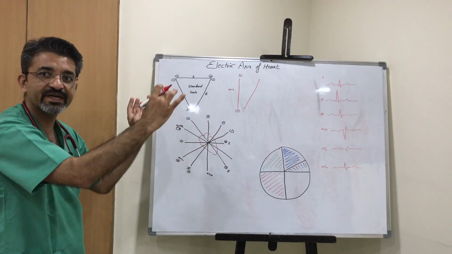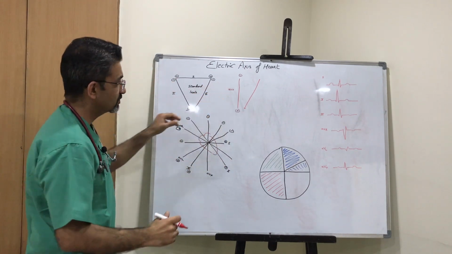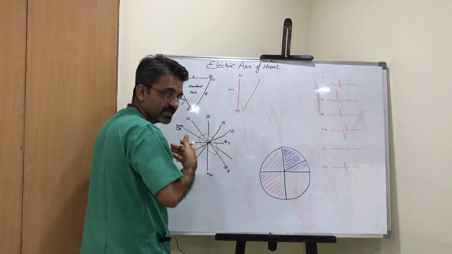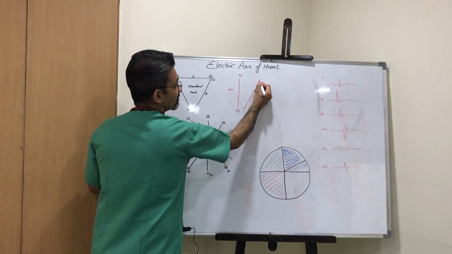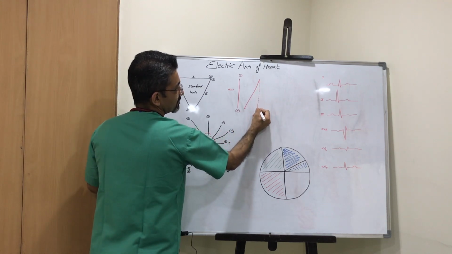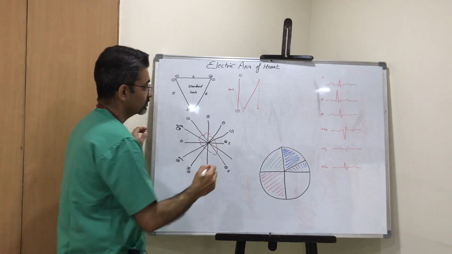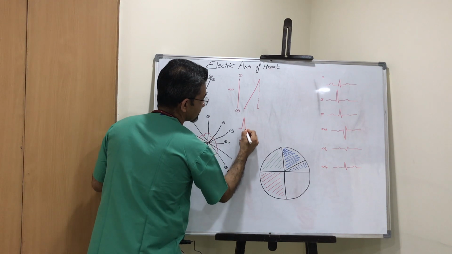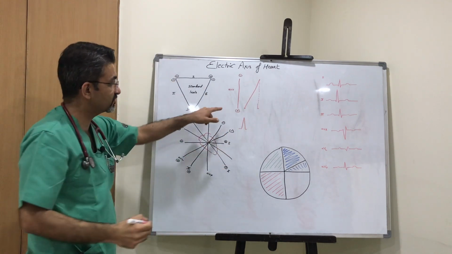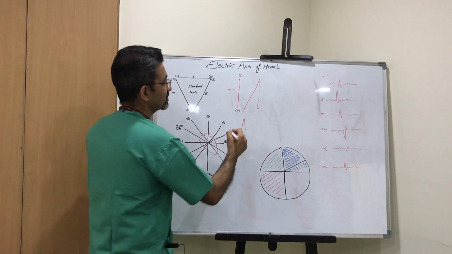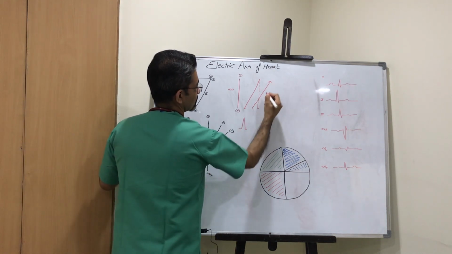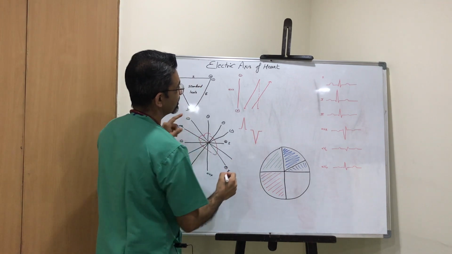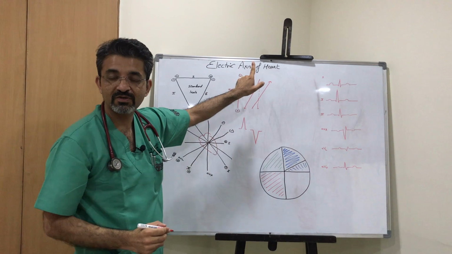Now just see, suppose the movement of the vector is like this. That means my heart is rotating with respect to lead AVF. Now there is a component in the rightwards direction and a relative component in the downwards direction. So the positivity of the QRS will be slightly less compared to when it was going directly in the direction of lead AVF. Suppose it goes like this. Again it will be negative, but the deflection of the QRS will be less compared to when it was going directly toward the negative electrode.